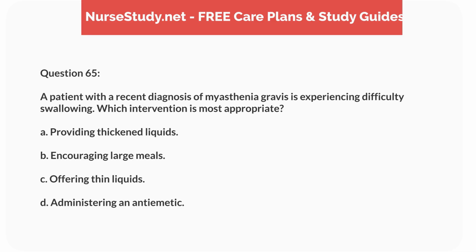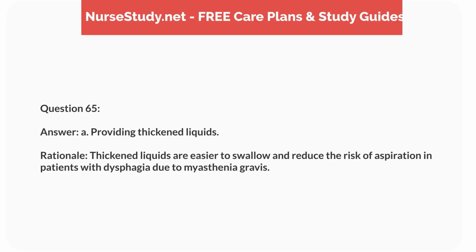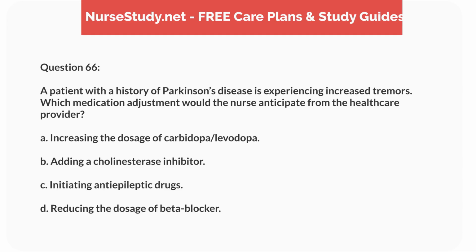Question 65. A patient with a recent diagnosis of Myasthenia gravis is experiencing difficulty swallowing. Which intervention is most appropriate? A. Providing thickened liquids. B. Encouraging large meals. C. Offering thin liquids. D. Administering an antiemetic. Answer: A. Providing thickened liquids. Rationale: thickened liquids are easier to swallow and reduce the risk of aspiration in patients with dysphagia due to Myasthenia gravis.